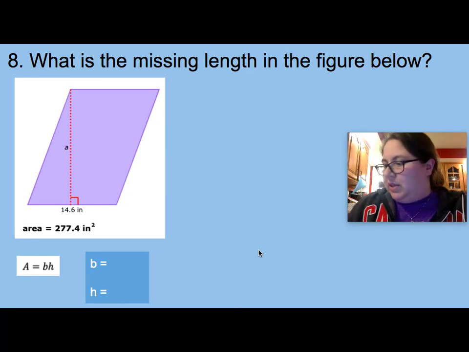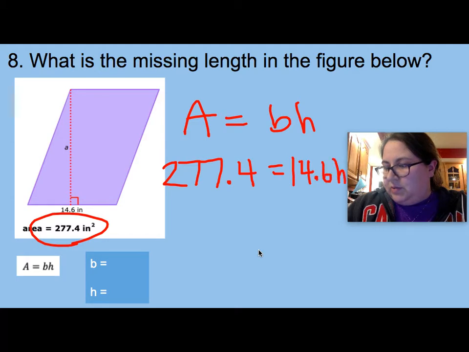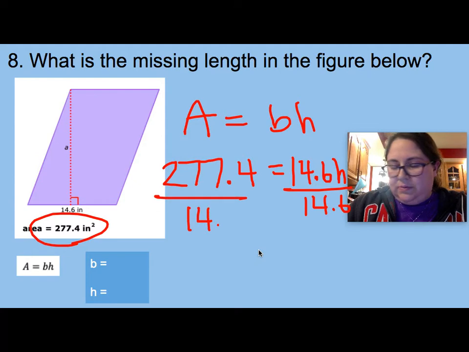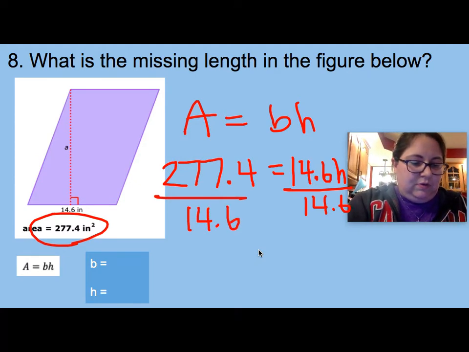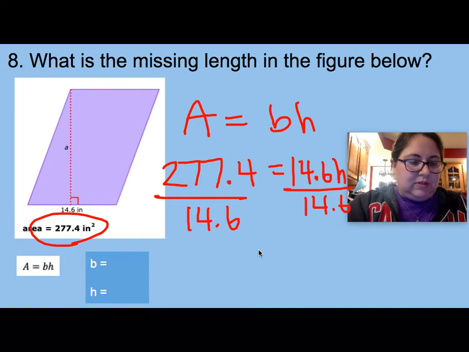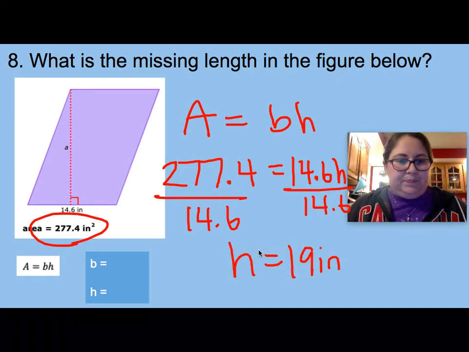This is a similar type of problem. What's the missing length here? You're doing the same kind of thing. This is your area, your total. So you've got 277.4, and that's your area. If your formula is area equals base times height, we're going to take our 14.6 times our height, and divide both sides by 14.6 to get the height. So we take 277.4 divided by 14.6, and we end up with a height of 19 inches.